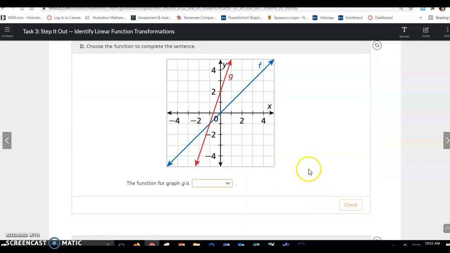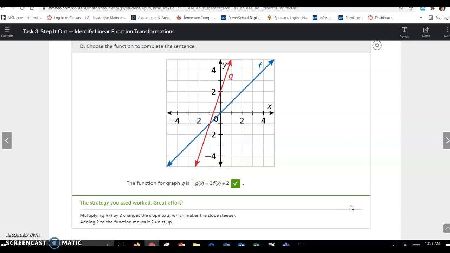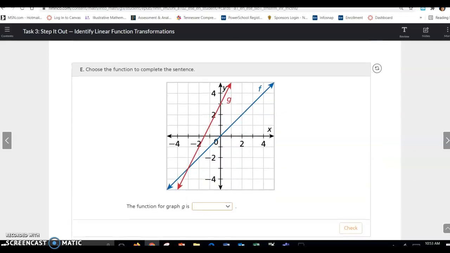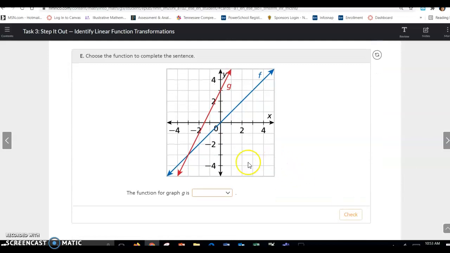All right, this time if you look at the red line, you're going to see it's been shifted up 2, so our y-intercept changes. And we're going to go with up 1, 2, 3 over 1 for our slope. So our slope is 3, and our y-intercept is 2. All right, choose the function to complete the sentence. This one has a y-intercept of 3. And let's see what the slope is. So it's going to go up 1, 2 over 1. So 2 over 1, and up 3.